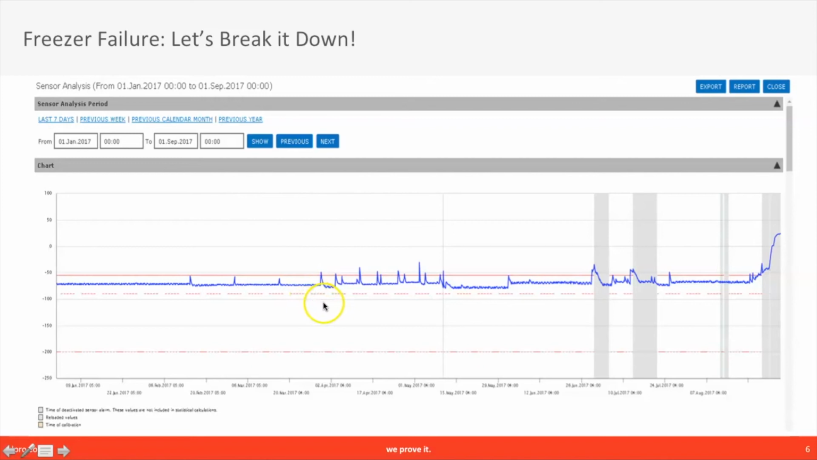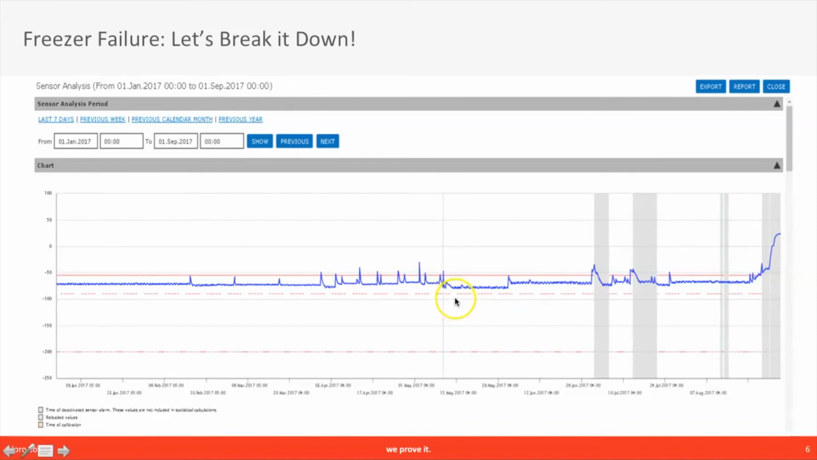Next, over time we see temperature spikes that become frequent and erratic. They are also breaching the alarm zones. This could indicate that the freezer is having difficulty maintaining proper set points and may now require maintenance.